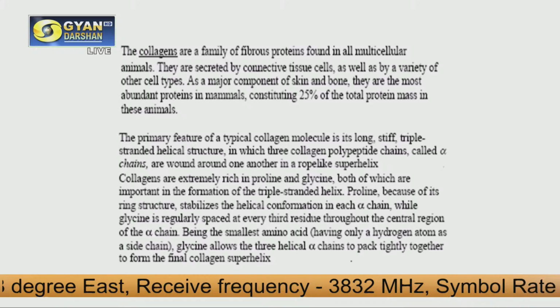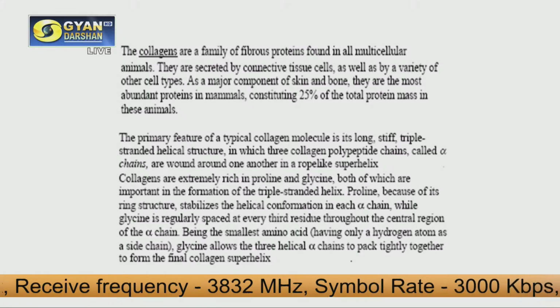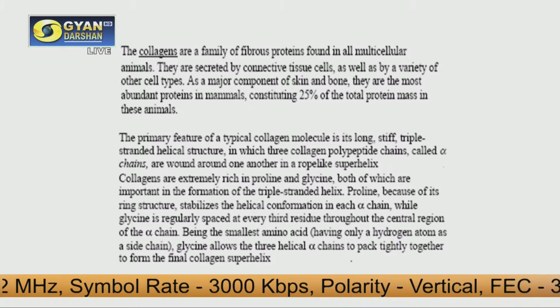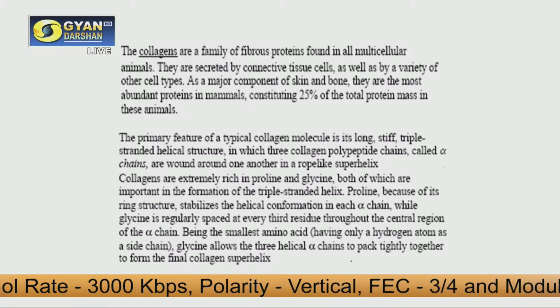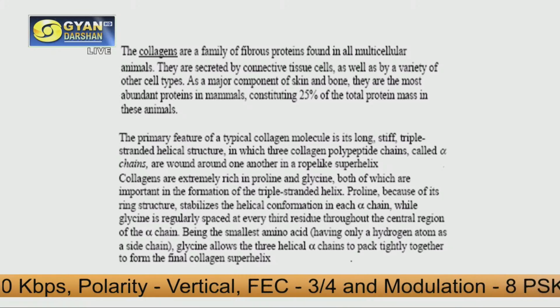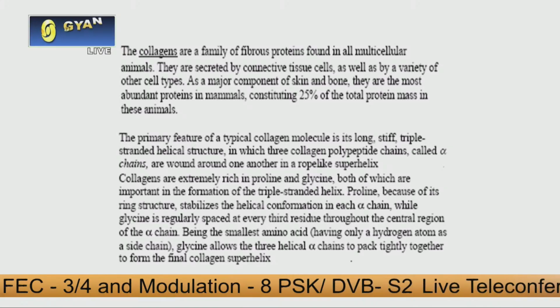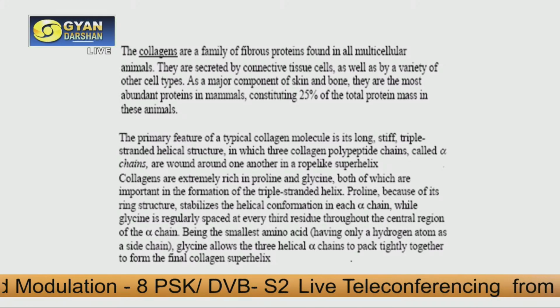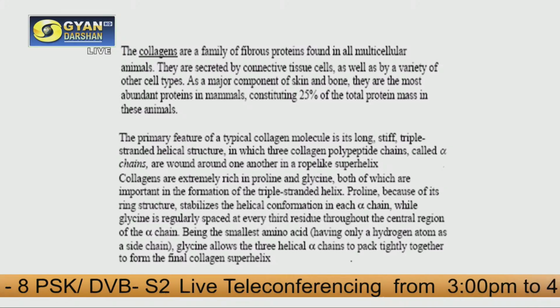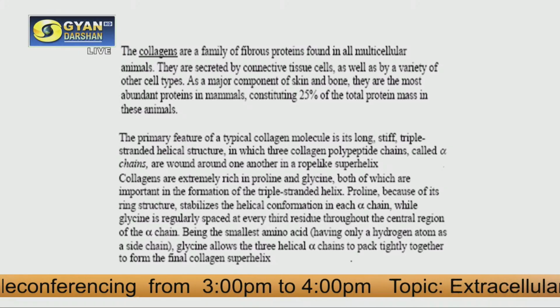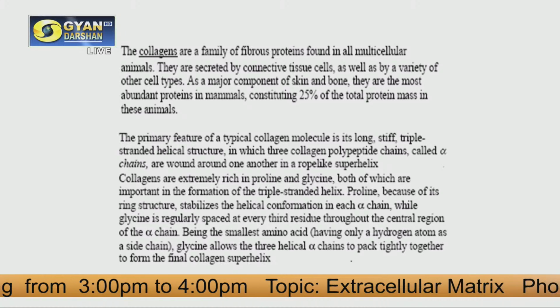Now, why proline and why glycine? Proline, because of its ring structure, stabilizes the helical conformation in each alpha chain, and glycine, as I said, is the simplest and smallest amino acid. Therefore, glycine allows the 3 helical alpha chains to pack tightly together to form the final collagen superhelix.